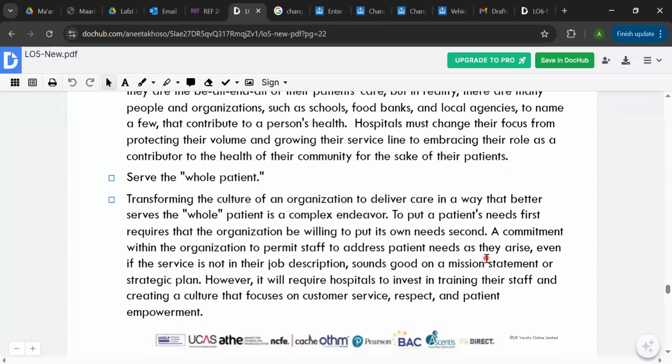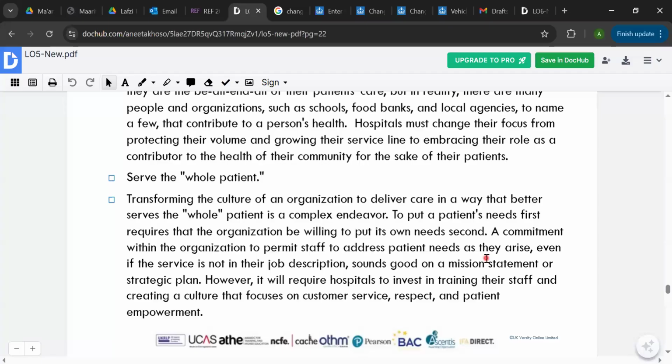Serve the whole patient. Transforming the culture of an organization to deliver care in a way that better serves the whole patient is a complex endeavor. To put a patient's needs first requires that the organization be willing to put its own needs second. This is a commitment within the organization to permit staff to address patient needs as they arise, even if the service is not in their job description.